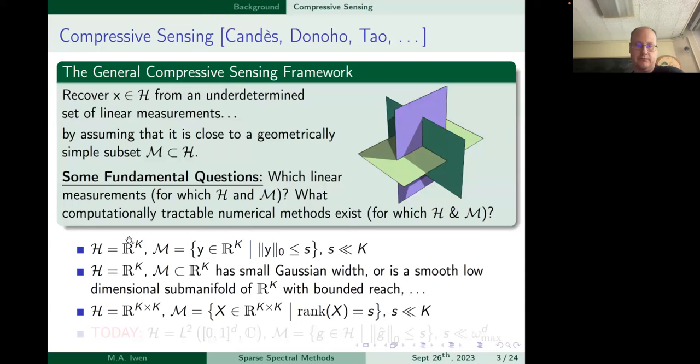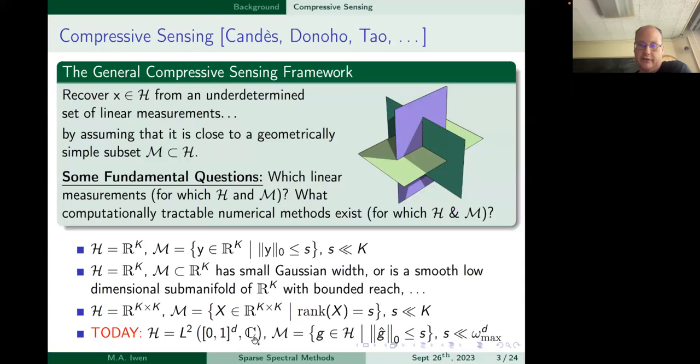All right, so the most standard setup that everyone who knows what compressive sensing has seen is where your Hilbert space is k-dimensional Euclidean space, and your model space are all vectors which have at most S non-zero entries. So you have sparse vectors that you're aiming for. Take fewer measurements, you can recover them. There's been work where you change your model class in Euclidean space to be some other type of geometrically simple set, like a low-dimensional submanifold with bounded reach, something like that. You can consider matrix completion problems and have your Hilbert space be K by K matrices and your model class be low-rank matrices.